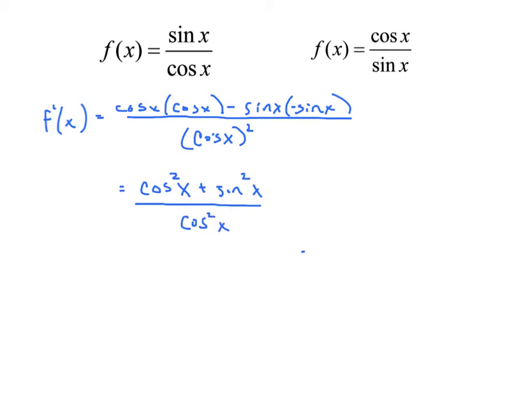And please just note that these two things, the cosine of x squared, the whole function squared, is the same as this. Well, from trigonometry, you know that cosine squared plus sine squared is equal to 1. So we have 1 divided by cosine squared, which of course 1 divided by cosine is secant. So 1 divided by cosine squared is secant squared.